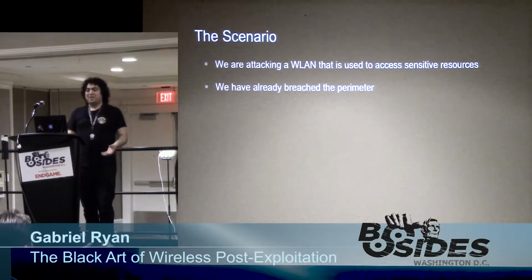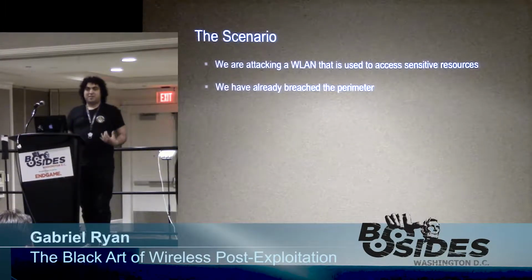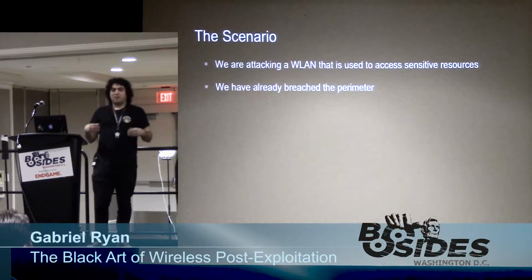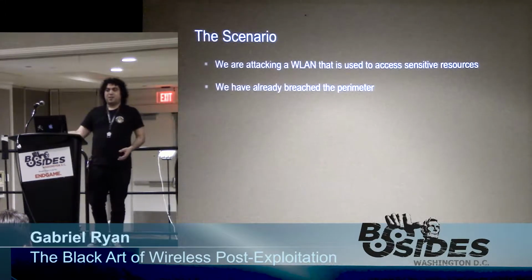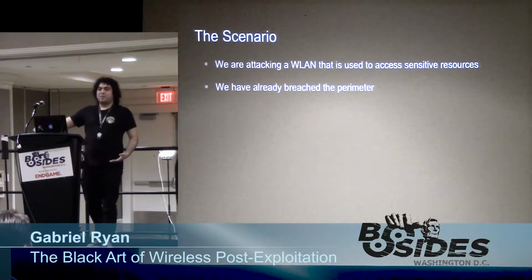So I want you to imagine a pretty typical scenario if you're incorporating wireless into your red team engagement or your pen test, right? You're attacking the wireless network, and this particular wireless network is used to access sensitive resources. In other words, a legitimate user could get on this wireless network, and from there access stuff like production databases, the domain controller, eventually have that kind of access. It's not just used as a straight pipe out to the internet.